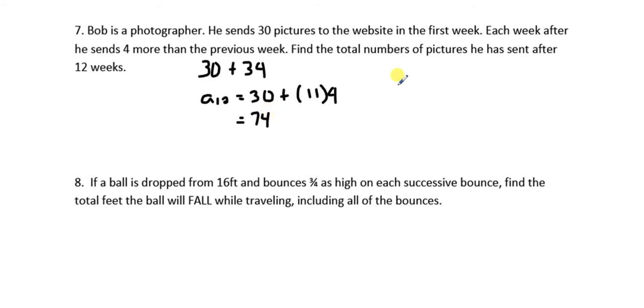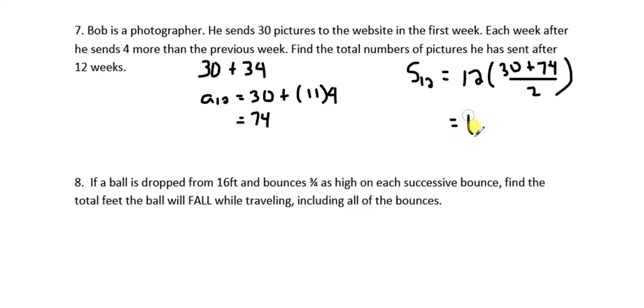And now we want to sum up the first 12. How many total pictures did he send? So after 12 weeks, he sent 30 the first week, 34, then 38, then 42, and you add that all up, and I'll use the formula here. We got 12 times A1, which is 30, plus 74, which he sent in the last week, divided by 2. And that equals 624 if you do that on the calculator. And if it comes out to be something different, please let me know.